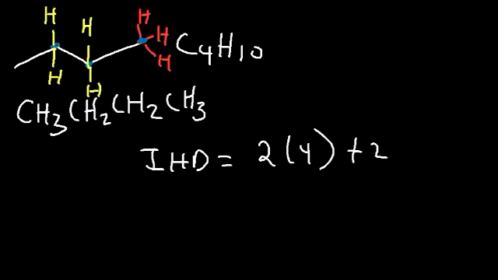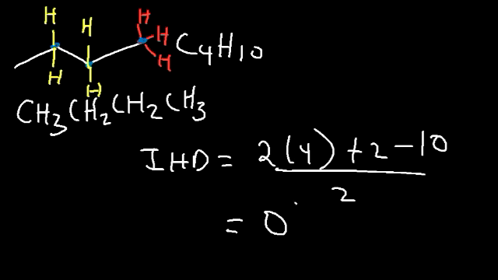So we have 4 carbon atoms, 10 hydrogen atoms. 2 times 4 is 8, plus 2 is 10. 10 minus 10 is 0. So the IHD is 0 for an alkane.